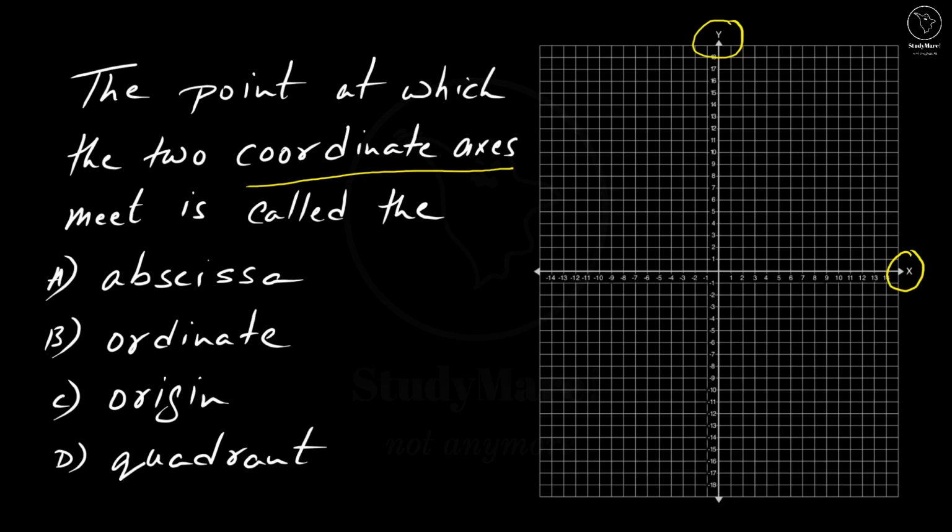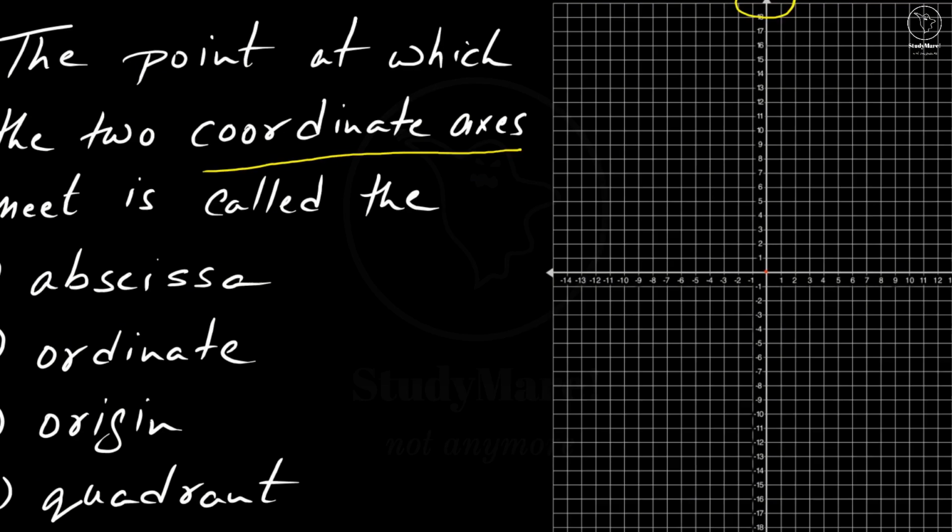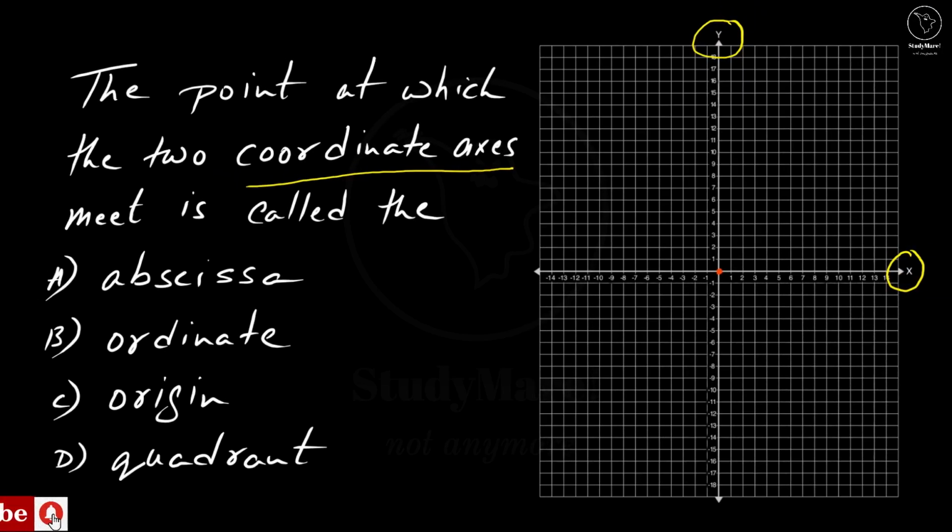So here we have a point that is the intersection of both, and that is what the question has asked, the point at which the two coordinate axes meet. This is the point where these two coordinate axes meet. Nowhere else on the graph paper, only a single point, and that is known as origin, and thus we have the answer as C, origin.